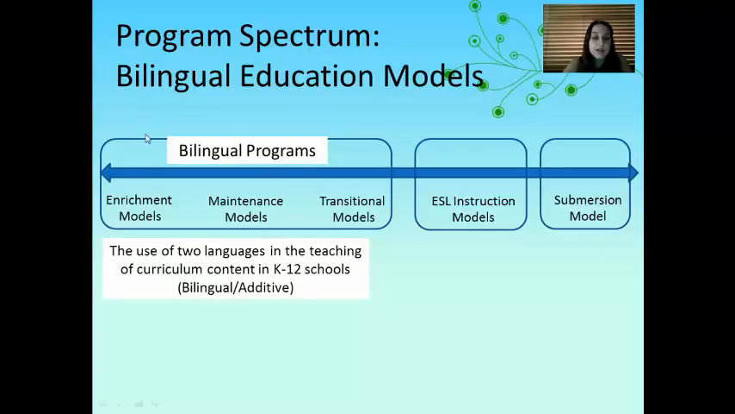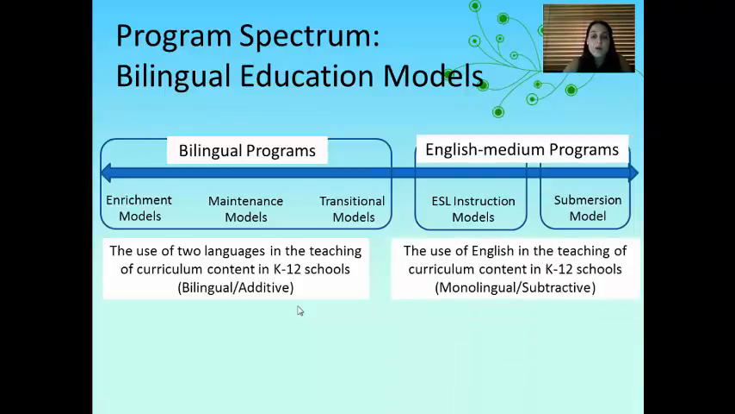So you can see again here, these on the left-hand side are the bilingual programs where there are 2 languages used in the instruction, whereas these 2 represent English medium programs where it's solely the use of English in teaching the academic content that you would learn between K through 12.